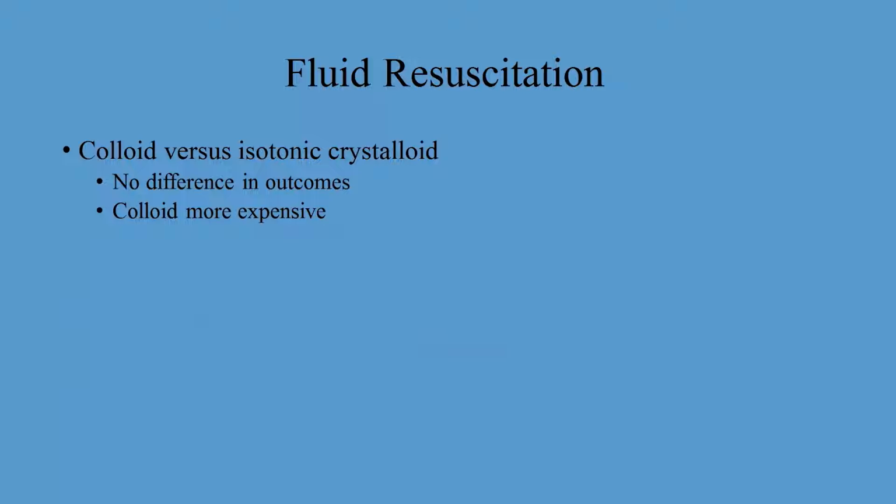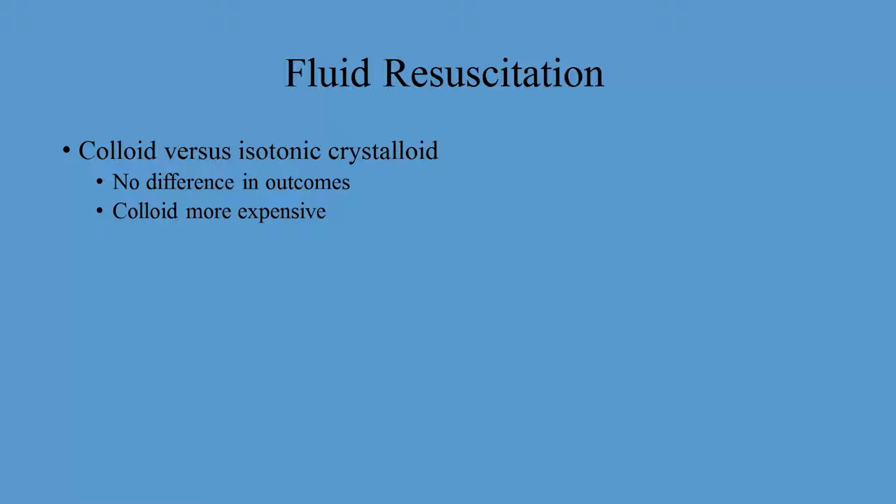Now, the fluid to use, I won't spend a lot of time on this because it's been established for a long time now that with colloid versus isotonic crystalloid, there's no difference in outcomes, just colloid is a lot more expensive. The prices change quite a bit, and the last time I checked a couple of months ago in my system, 25 grams of albumin was about 6 times more expensive than a liter of crystalloid, and a unit of blood is about 100 times more expensive. So, never use blood products solely as a resuscitation fluid for intravascular volume. You use it if they're bleeding.